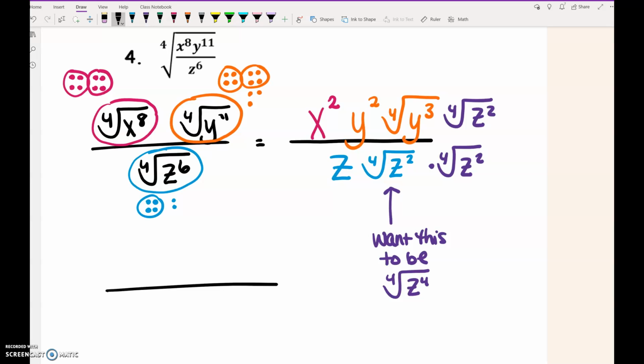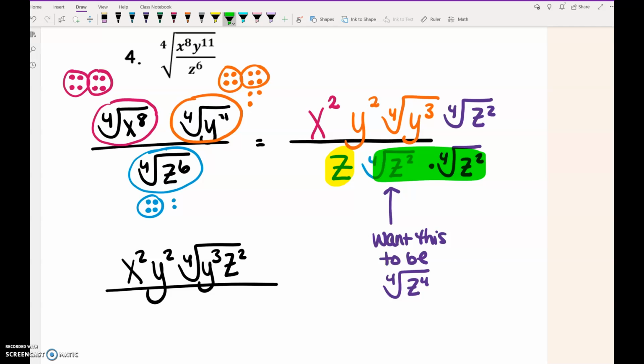For our answer, we've got x squared, y squared, 4th root of y cubed, z squared. You just combine those two radicals together. On the bottom, I want you to think very carefully about what we now have on the bottom. There's this z that we started with, and then we completed that group of 4, so now that green stuff becomes another z. So we now have z squared on the bottom. That's the original z, and then this stuff becomes another z. So z and z is z squared.